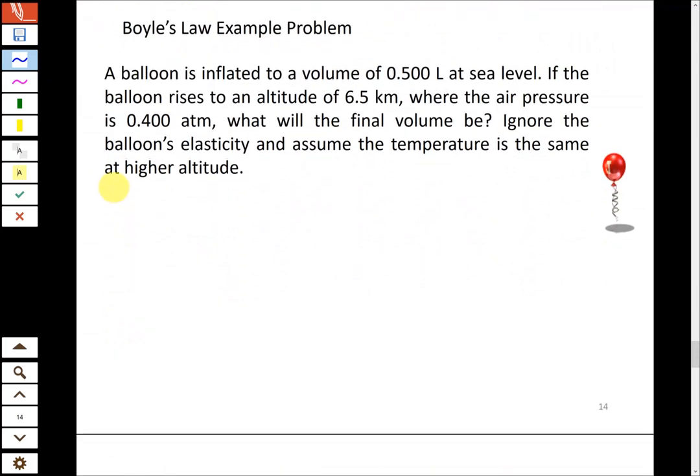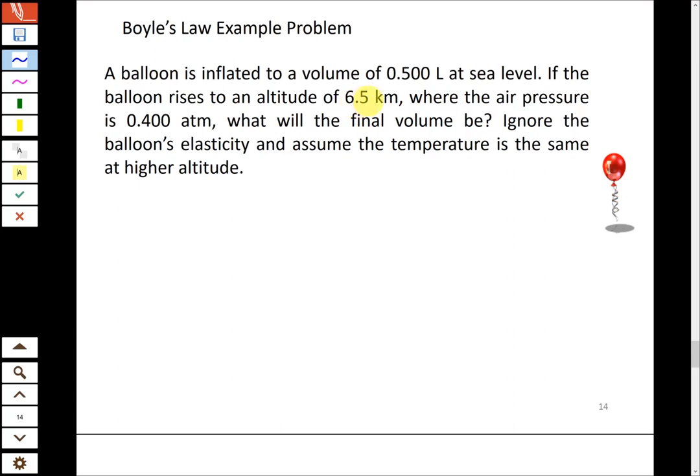So here's an example of it. If you have a balloon at sea level inflated to 0.5 liters, and since it's at sea level, that means the initial pressure is 1 atmosphere, even though that's not stated here. And then you let that go. Again, not great for the environment, so I would not recommend this practice all the time. And then the balloon rises to an altitude of 6.5 kilometers.